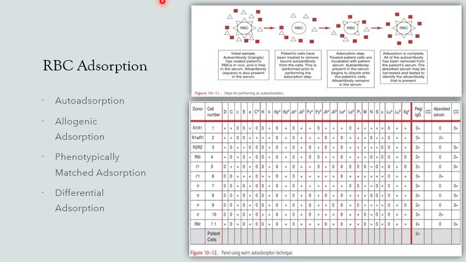Allogenic adsorption is used when a patient has been recently transfused. This technique is the removal of alloantibodies using allogenic RBC adsorption. This technique is used when number one, there is a previously identified high prevalence antibody present, and number two, when multiple common alloantibodies have been previously identified and are thought to be present.